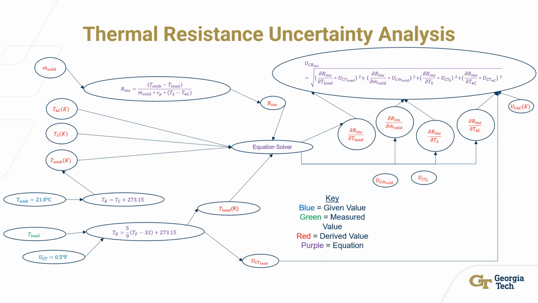A similar approach is taken for calculating thermal resistance uncertainty. It is assumed specific heat and ambient temperature have an uncertainty of zero. Error propagation is used to account for uncertainty from T-load, cold mass flow rate, T5, and T4 cold. Partial derivatives are determined using an online derivative calculator, and an uncertainty value for R insulated is included to account for experimental values.